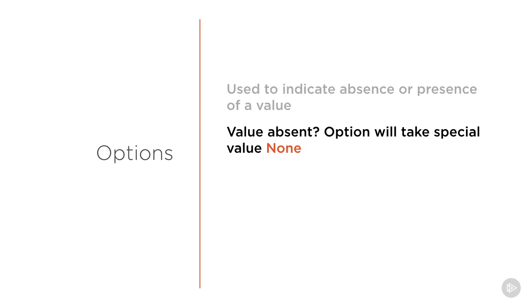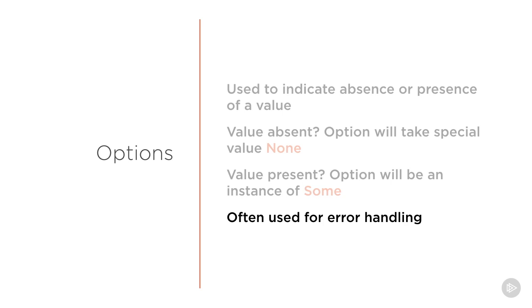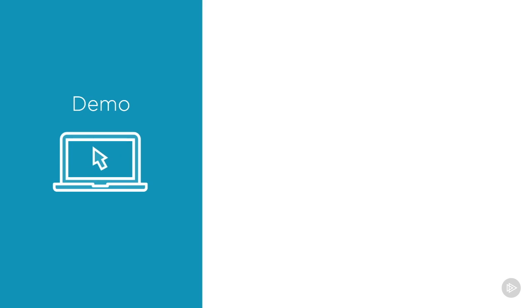no proper result is available from the function. On the other hand, if a legitimate result is available, then that result will be returned in the form of an instance of the type Some. Some and None are both values that can be tested against using pattern matching or other mechanisms in Scala. Let's check out how this works with a simple demo.